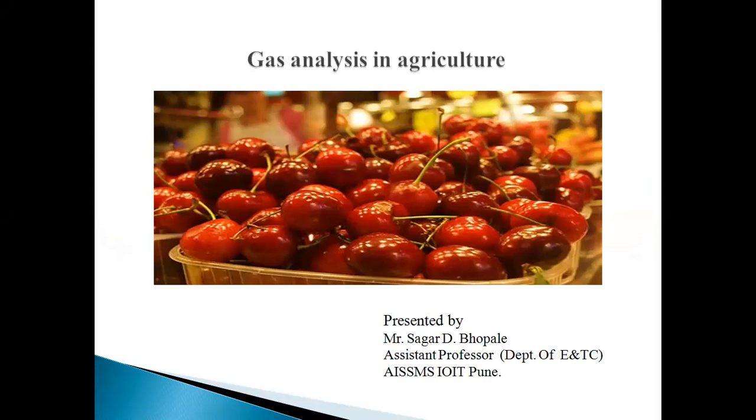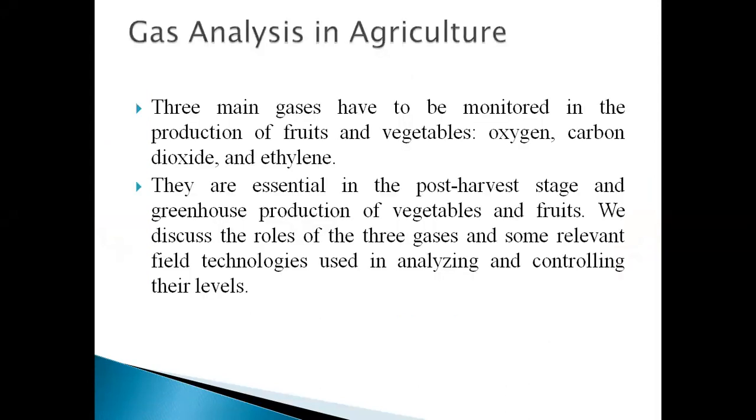In this video, I am going to tell you something about gas analysis in agriculture. Three main gases have to be monitored in the production of fruits and vegetables, that are oxygen, carbon dioxide, and ethylene. They are essential in the post-harvest stage and greenhouse production of vegetables and fruits. We discussed the roles of three gases and some relevant field technologies used in analyzing and controlling their levels in this video.